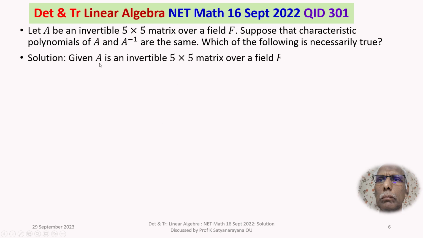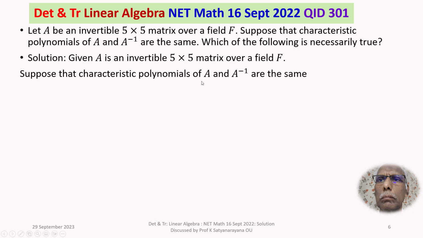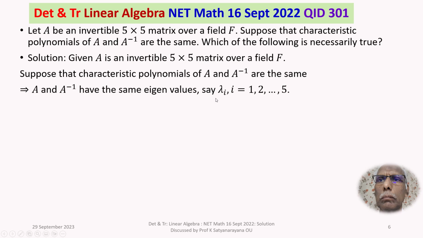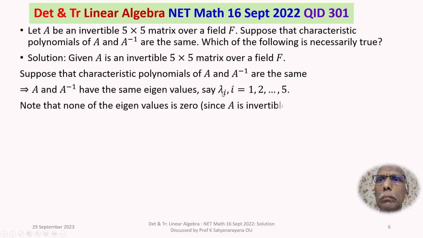We are given capital A is an invertible 5 by 5 matrix over a field F. Suppose that the characteristic polynomials of A and A inverse are the same. This means A and A inverse have the same eigenvalues. Let's call them lambda i, i equal to 1, 2, 3, 4, 5. Note that none of these eigenvalues lambda i is 0.